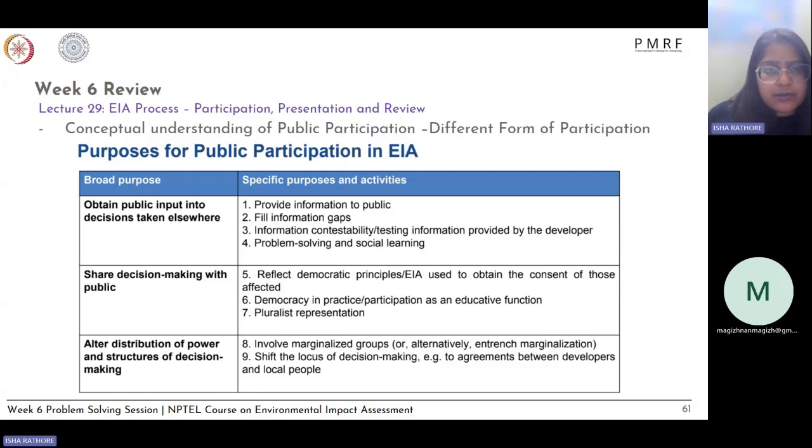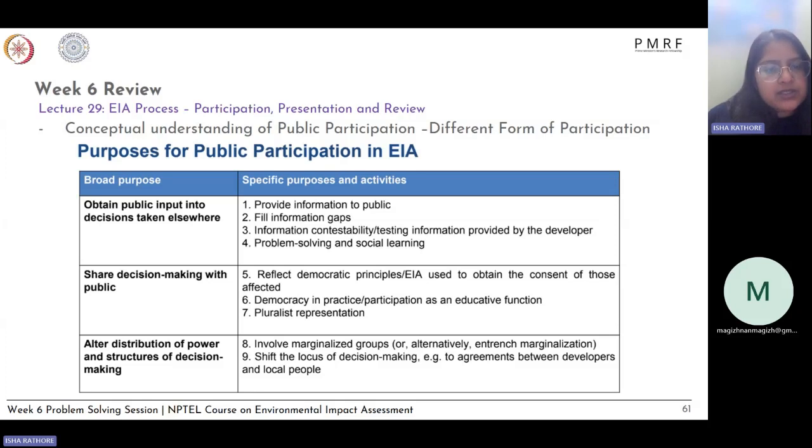The second purpose is to share the decision making with the public. So, this reflects the democratic EIA process, which we discussed initially, how EIA should be. And it is used to obtain the consent of those affected. It includes democracy in practice or participation as an educative function, and it includes the diverse stakeholders who are affected. So, a pluralist representation.